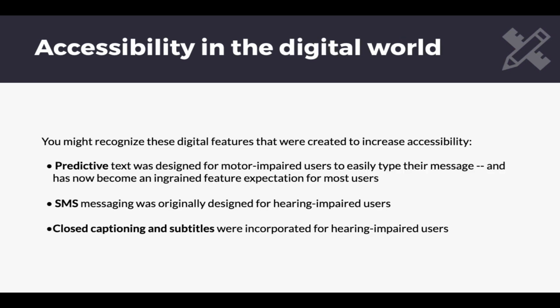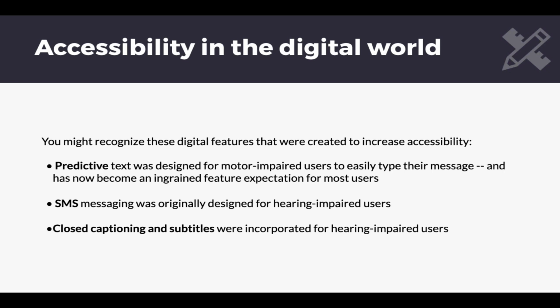And so here are some examples of things in the digital world. Predictive text is an interesting one. It says here that it was designed for motor impaired users. I would argue the keyboards are small, our hands are big, and it had to be predictive to some degree because there's just a lot of errors even with able-bodied people. And I feel like it's 2019 and we still don't have good keyboards on phones that are visual.